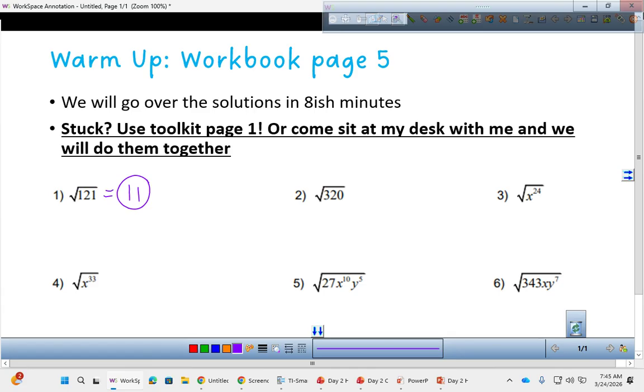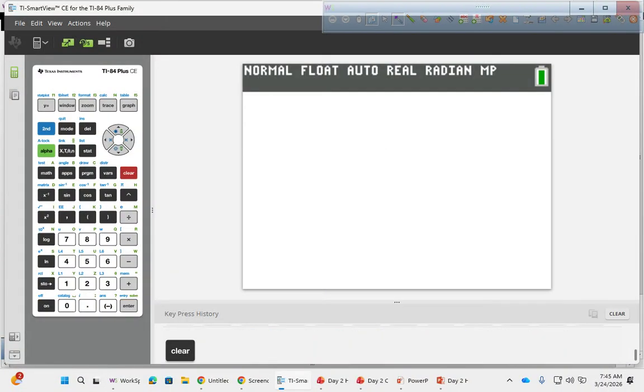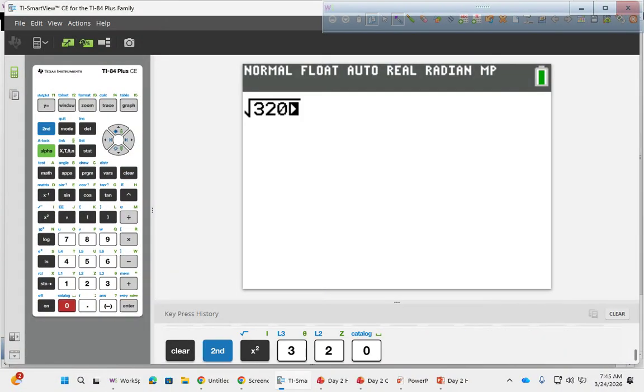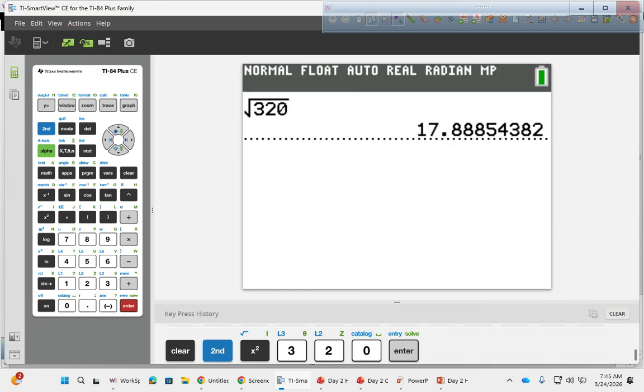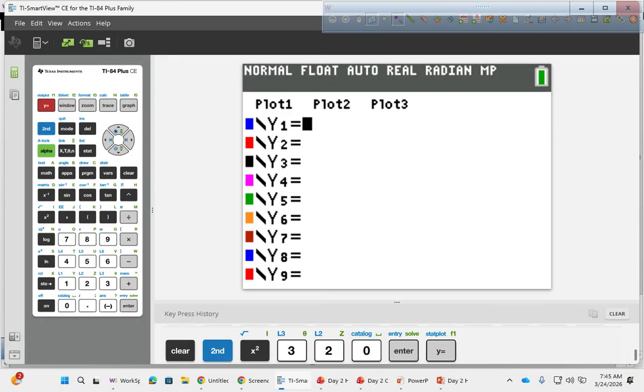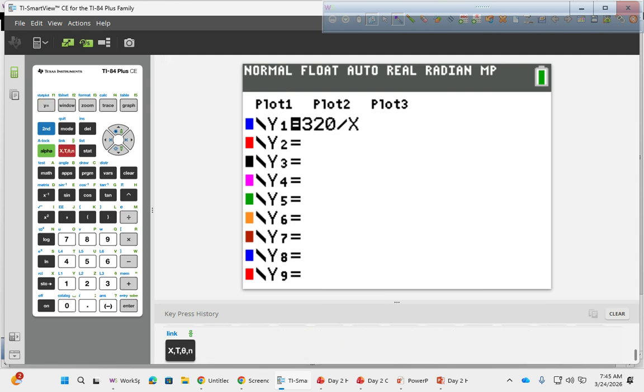All right? So number 320. So that is another coefficient. So I'm checking it here. I've got this long decimal. Where do I go if I get a long decimal like that? What would be the next button I hit? Y equals. So I'm going to do 320, not the square root of 320, divided by x.